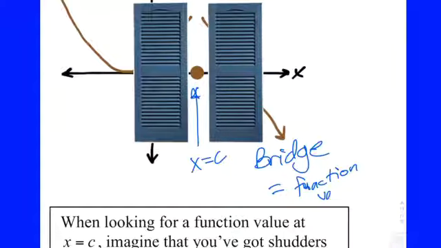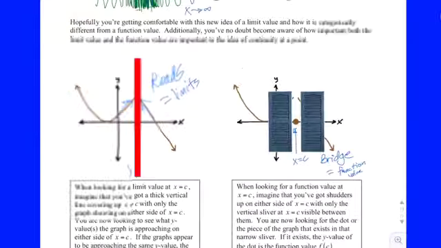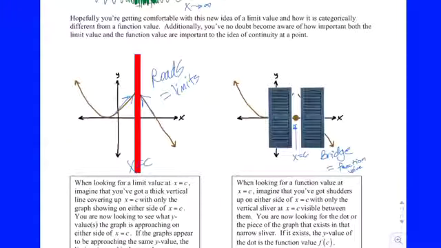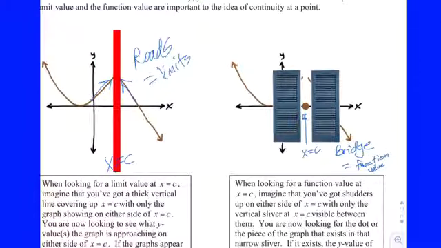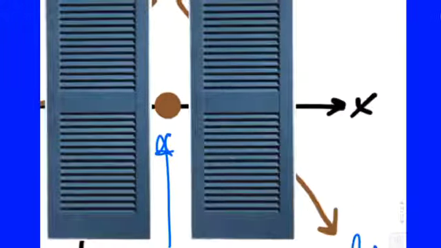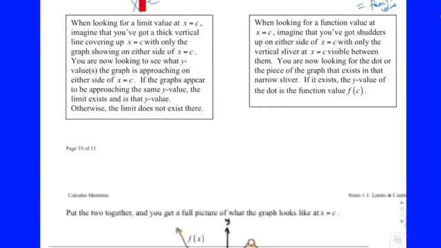That's the function value. Okay? It's only when you remove the red strip and the shutters on either side that you get the full picture of what's going on in the neighborhood of x equals c. And so that's what makes this class different. We're not just analyzing at a point, we're analyzing in the neighborhood of.